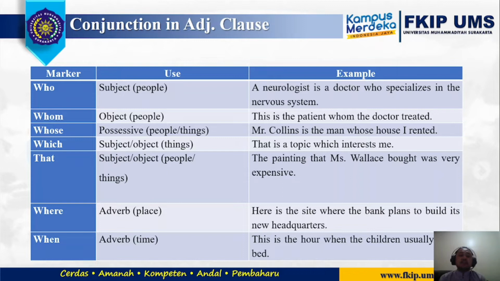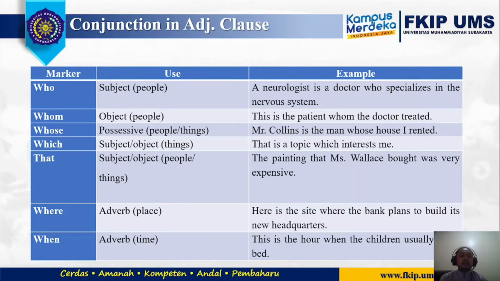And then there is also the marker whose. Here it's a kind of possessive adjective, for example, Mr. Colin is the man whose house I rented. It means that this house belongs to the man, Mr. Colin, because Mr. Colin is the man here, right? So the house belongs to the man, Mr. Colin himself. So that's why when we are using whose, it means that we are talking about possessive things.